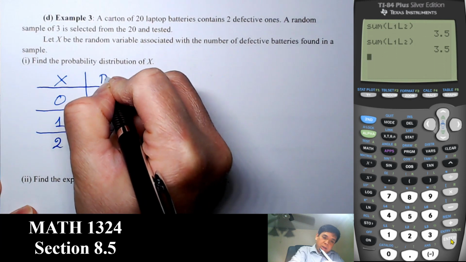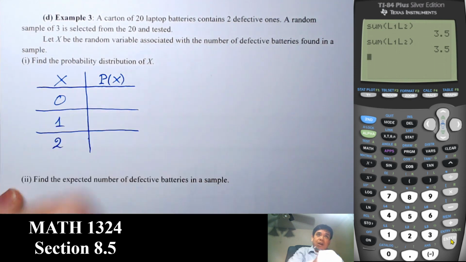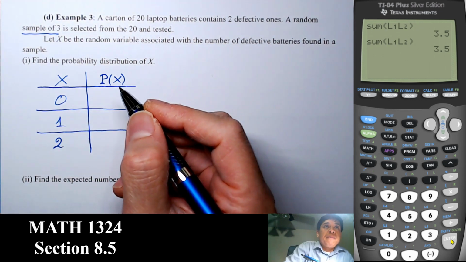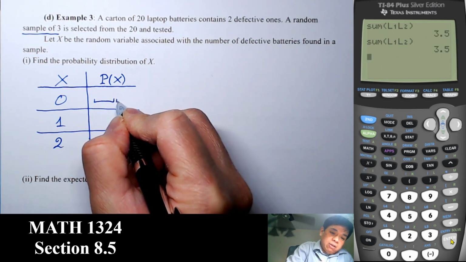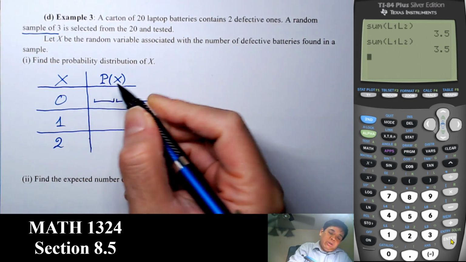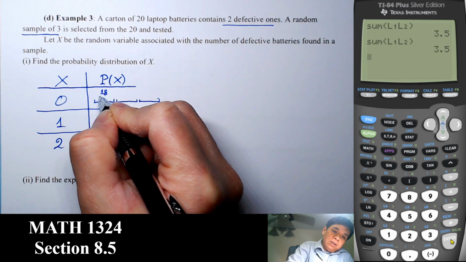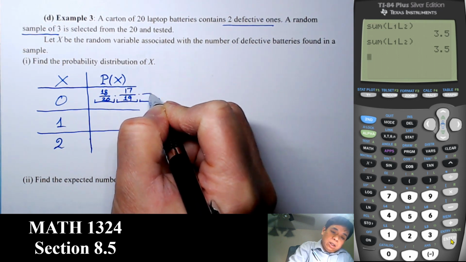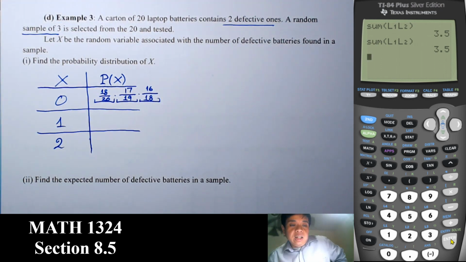Now we will calculate the probability of X. If you have no defective and you select 3, that means the first one is not defective, the second one is not, the third one is not. For the first one, there are 20 and 2 are defective, meaning 18 of them are good, out of 20. And then for the next one, when you have that out, you have 19 left, and 17 of them are still good. And then you have 16 left, out of 18. So that is the probability of getting 0 defective.